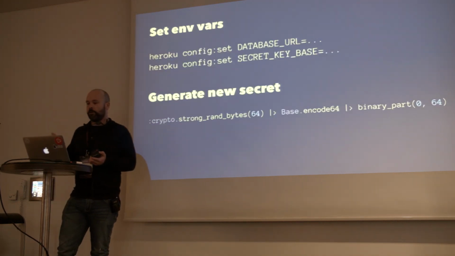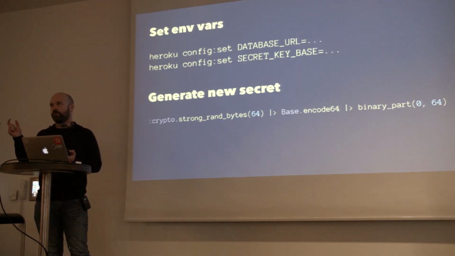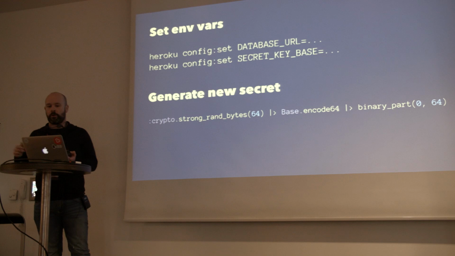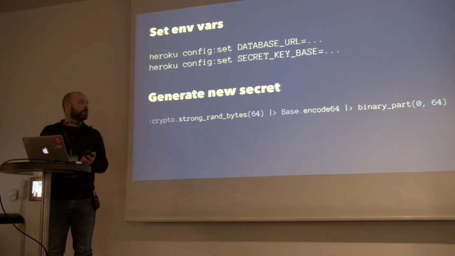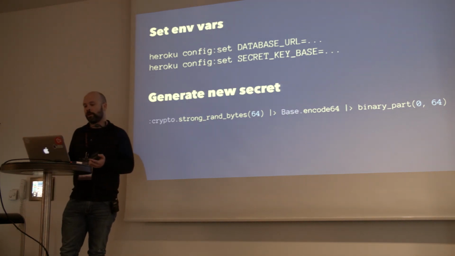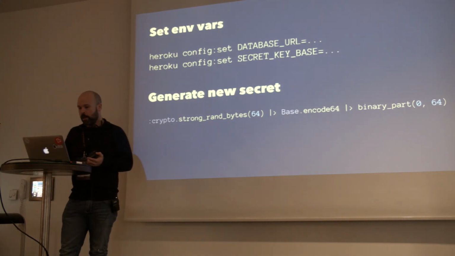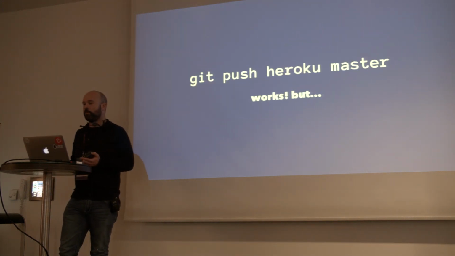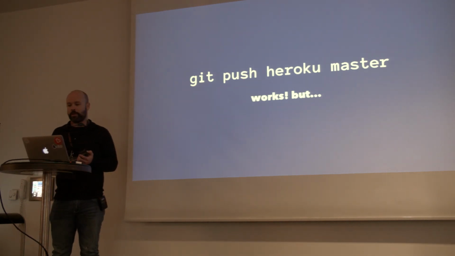And you then need to set your config variables. Heroku gives you that database URL, so I just copied that into the database URL environment variable. And to make a new secret, this is basically how Phoenix does it when it's generating a new app. So you can just type that into IEx and then do heroku config:set. And when you do git push heroku master, then that actually worked, if I got all the steps right.